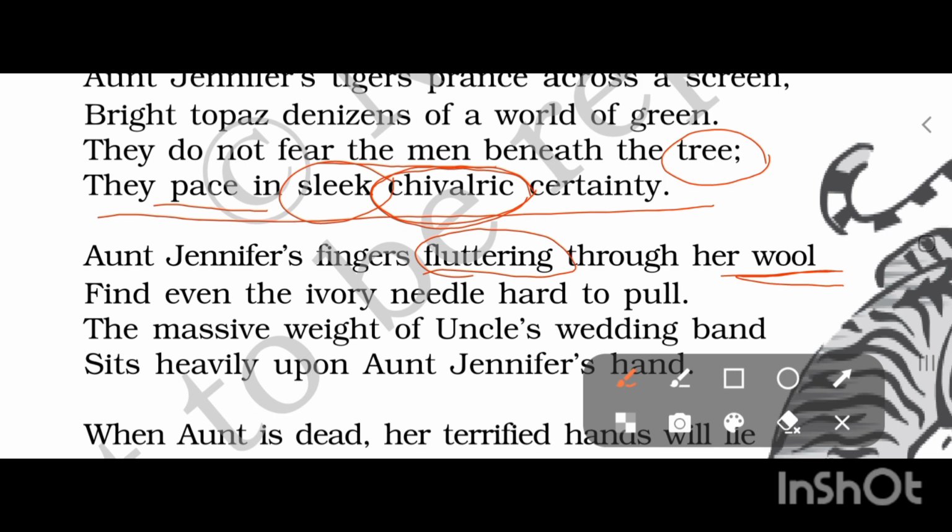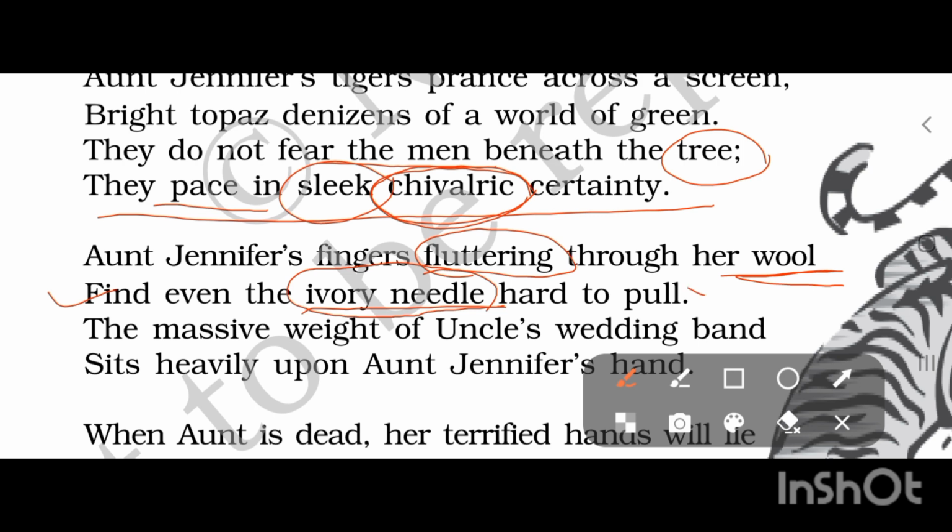And the next line, which is again an important one, find even the ivory needle hard to pull. For Aunt Jennifer, it is very hard to pull the ivory needle. Now, ivory needle, because it's again a wonderful metaphor used here. It is light, it is white in color, and simply here the poetess is saying that, due to the mental pressure, Aunt Jennifer has become so weak that she is not able to bear that light-weighted needle.